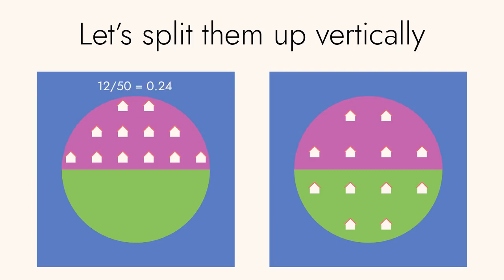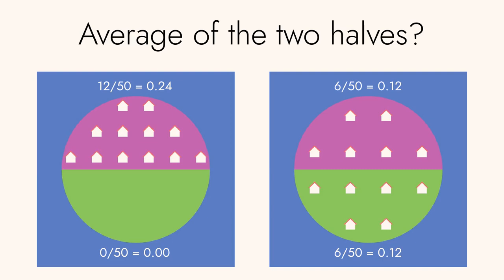On the left, we end up with a population density of 0.24 for the top half, because it's the same 12 people, but only divided by 50 this time. And for the bottom half, obviously, 0. Nobody there, empty. On the right, because they're all spread out in both of them, we end up with 6 over 50 for both, which is 0.12 for both.